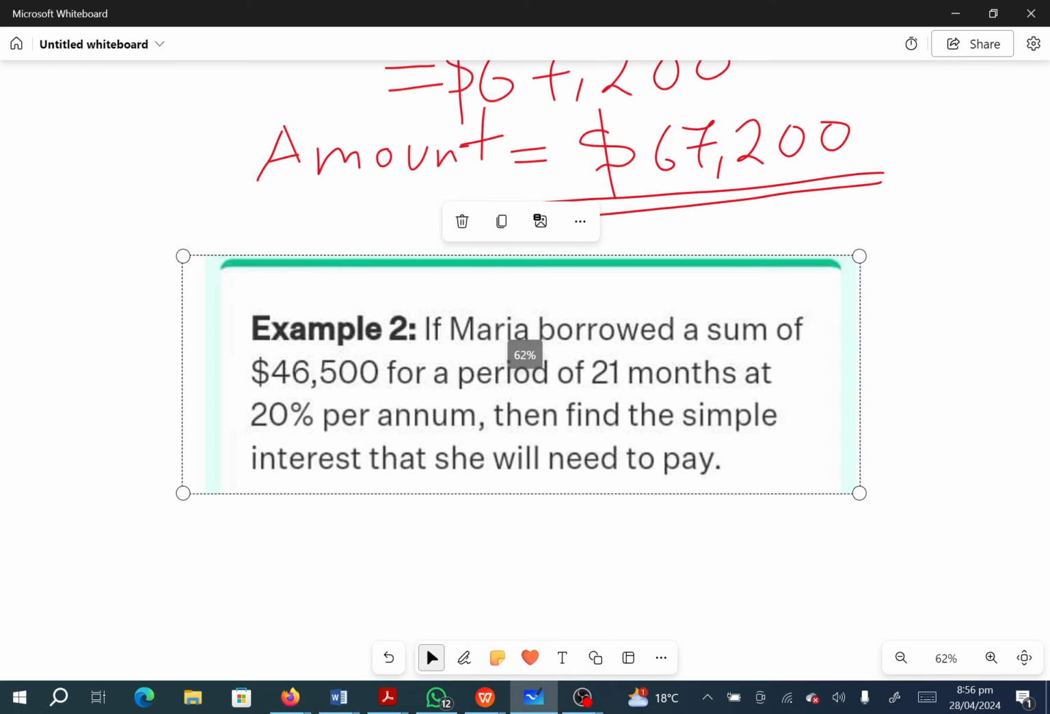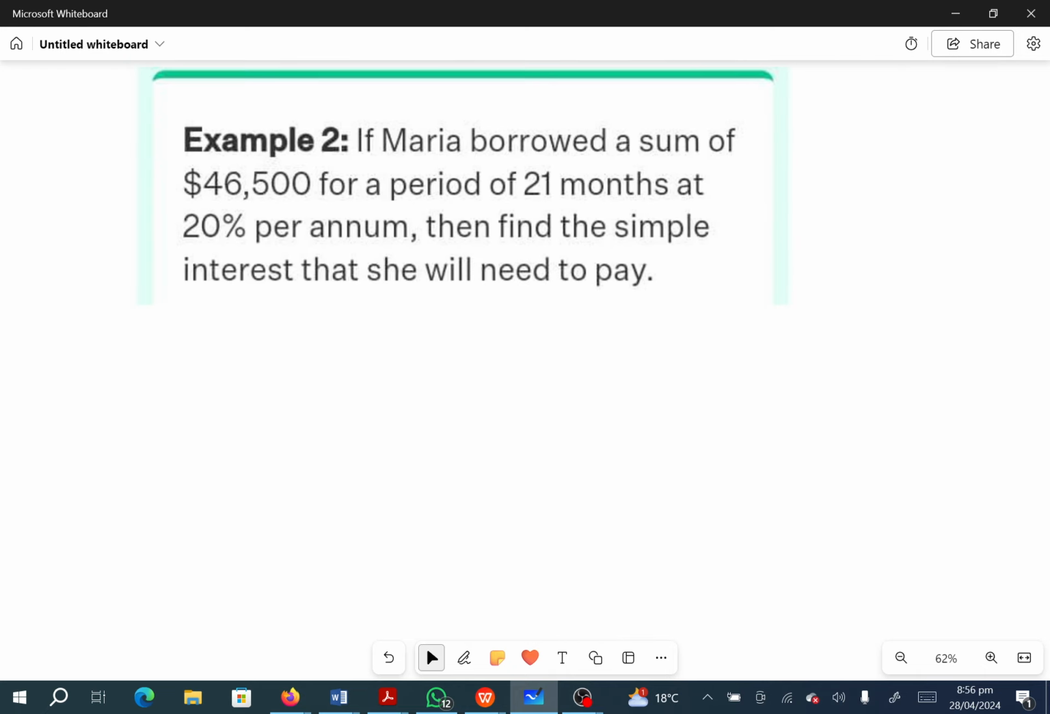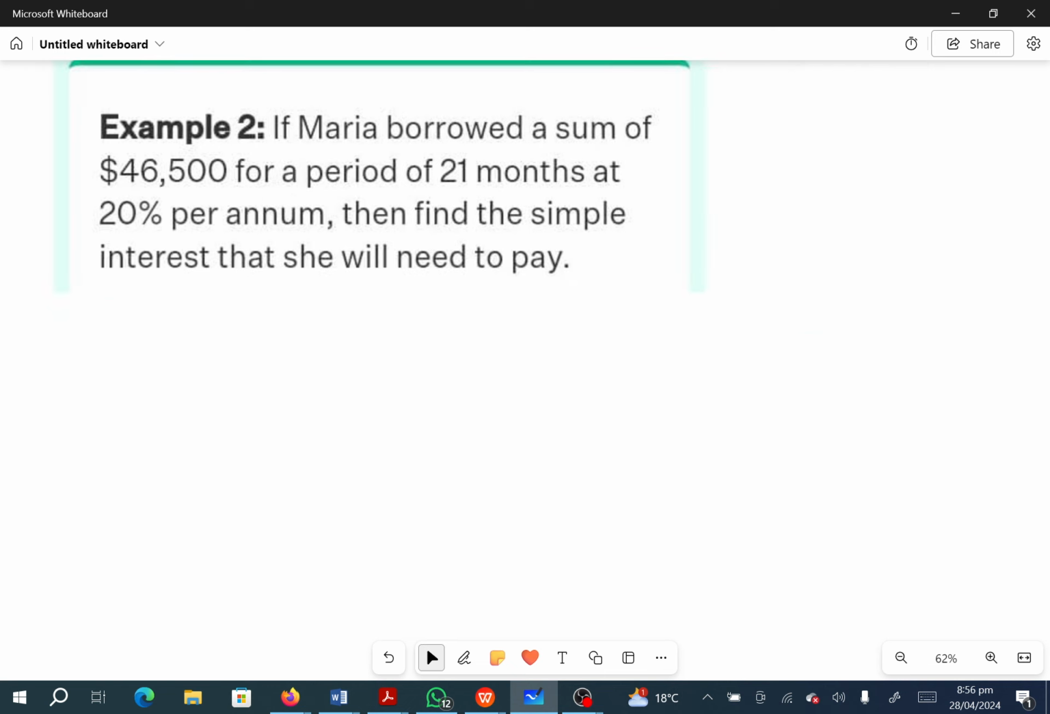So, okay, given that Maria borrowed a sum of 64,500 for a period of 21 months at 20% per annum.